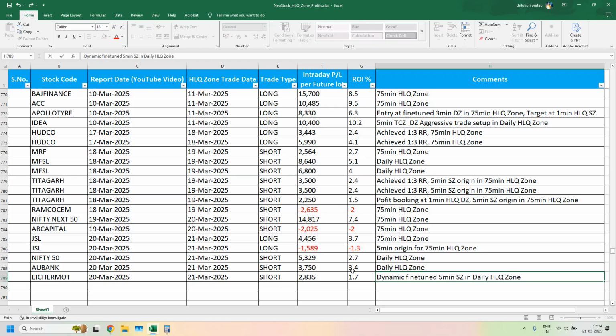So this is how I am recording what kind of trades we got, because these comments are very important. Next time when we are looking into them, we get better clarity on what kind of trades we got. See, in the daily HLQ zone, I didn't add any comment. That means this is a fine-tuned 5-minute zone inside the daily HLQ zone. If I don't comment anything, by default it is an assumption. It is a fine-tuned 5-minute zone trade. This is the 5-minute horizon trade, the one that stopped out today.